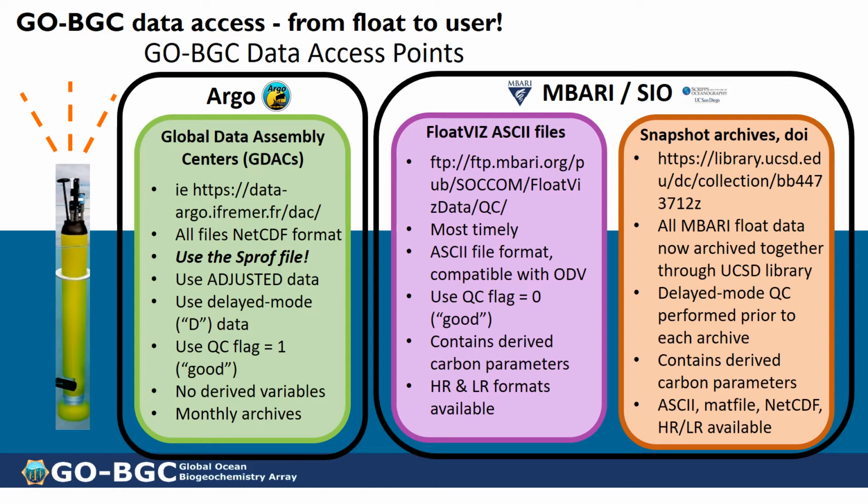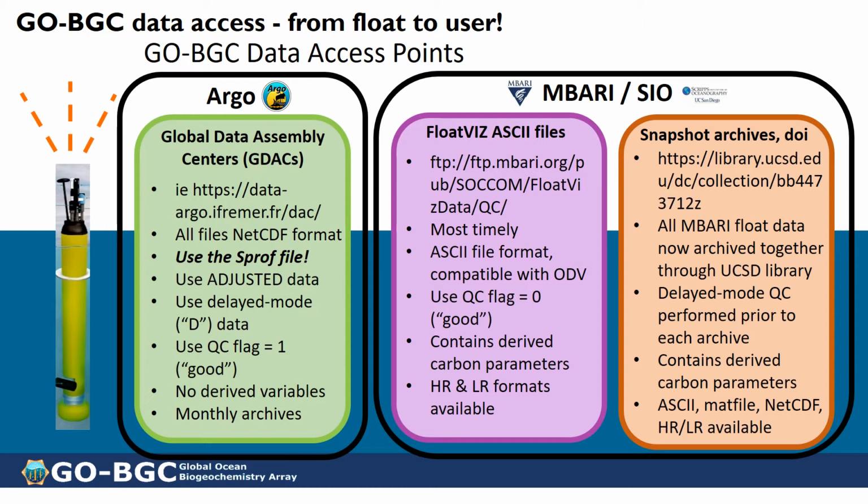There are various points of access for GO-BGC float data, the first being through the Argo system. This option is desirable for global analyses as the Argo file system includes BGC floats deployed by all nations and programs, not just GO-BGC. There are various file types available, all of which use netCDF format. And again, most useful is the SProfile file, and I'll describe that file type in a bit more detail later in the talk. Just some key points up front.